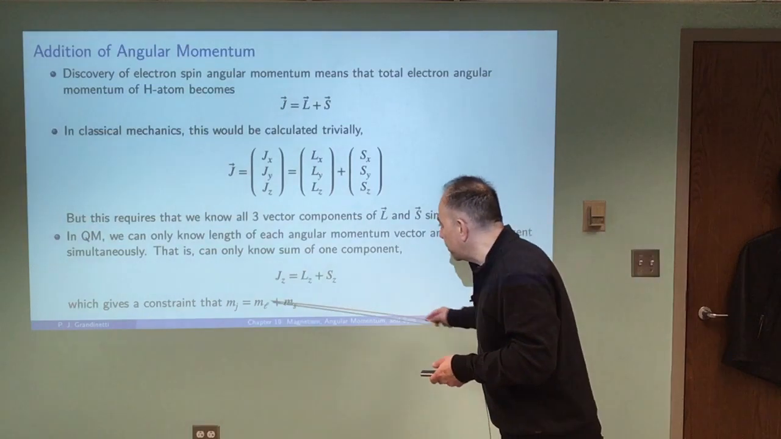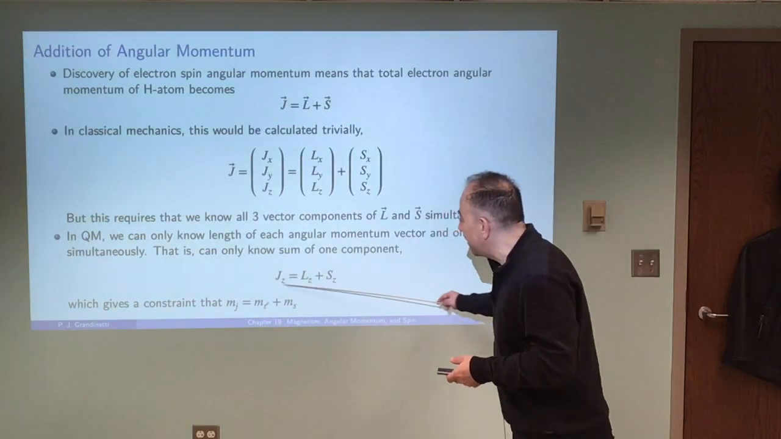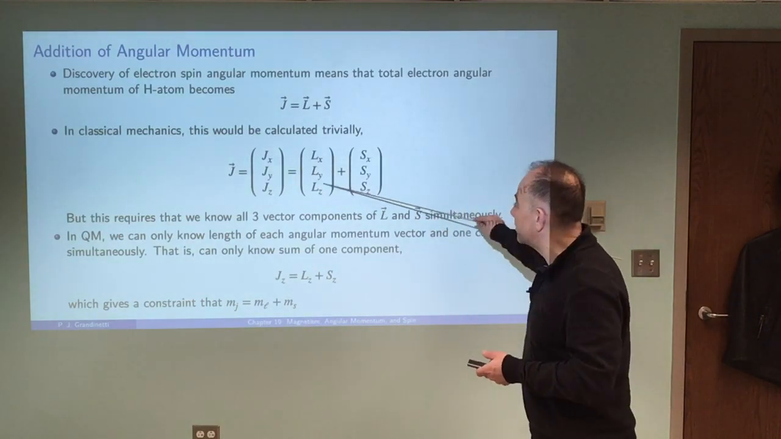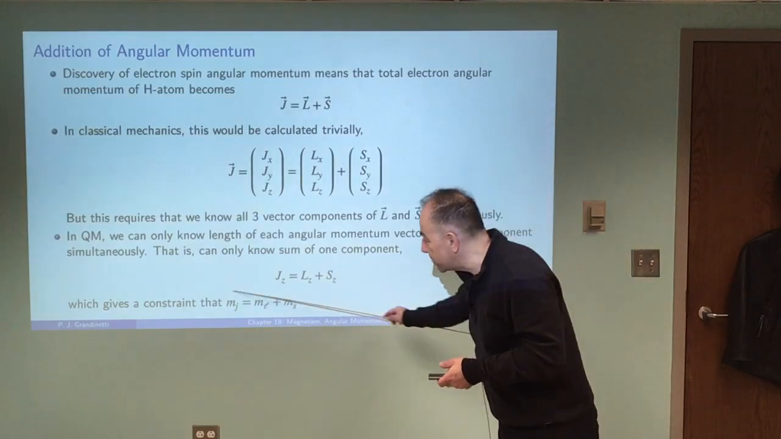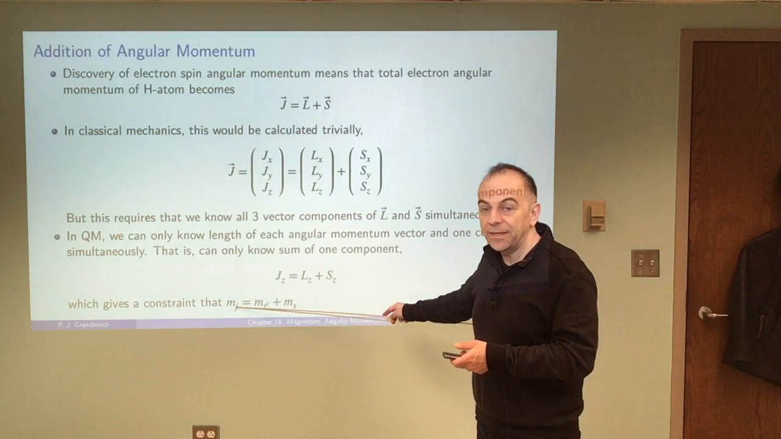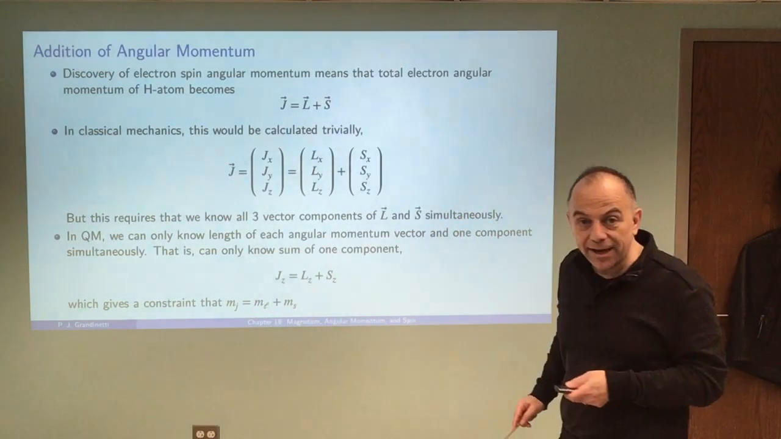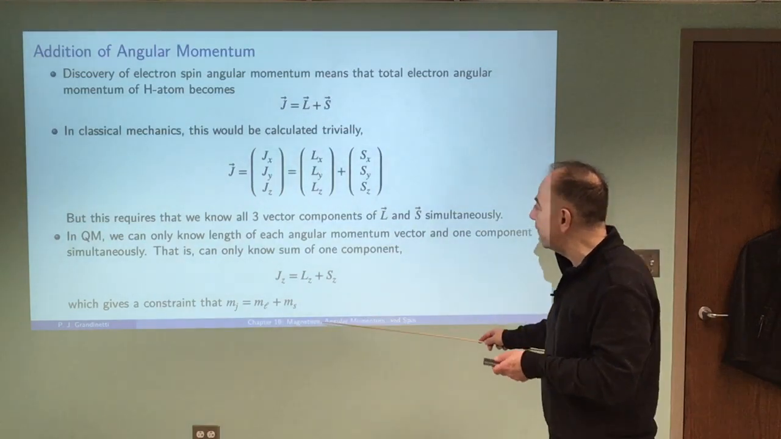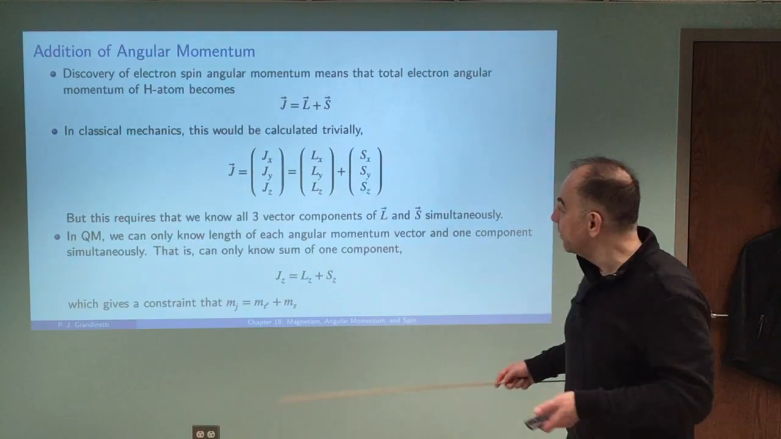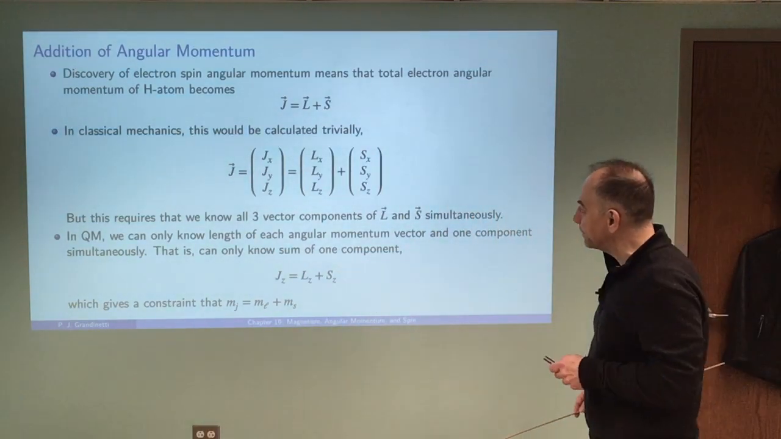So we agree that we're going to decide that Z is the component that we're going to know. So let's say that we can do this addition. We can do the Jz equals Lz plus Sz addition, which tells us that we have a constraint: m sub j, whatever the total angular momentum is, the m sub j value must be equal to m sub L plus m sub S. So that's a constraint that we have, but we're not going to know what the length of the total angular momentum vector is as easily as we do in the classical mechanics case.